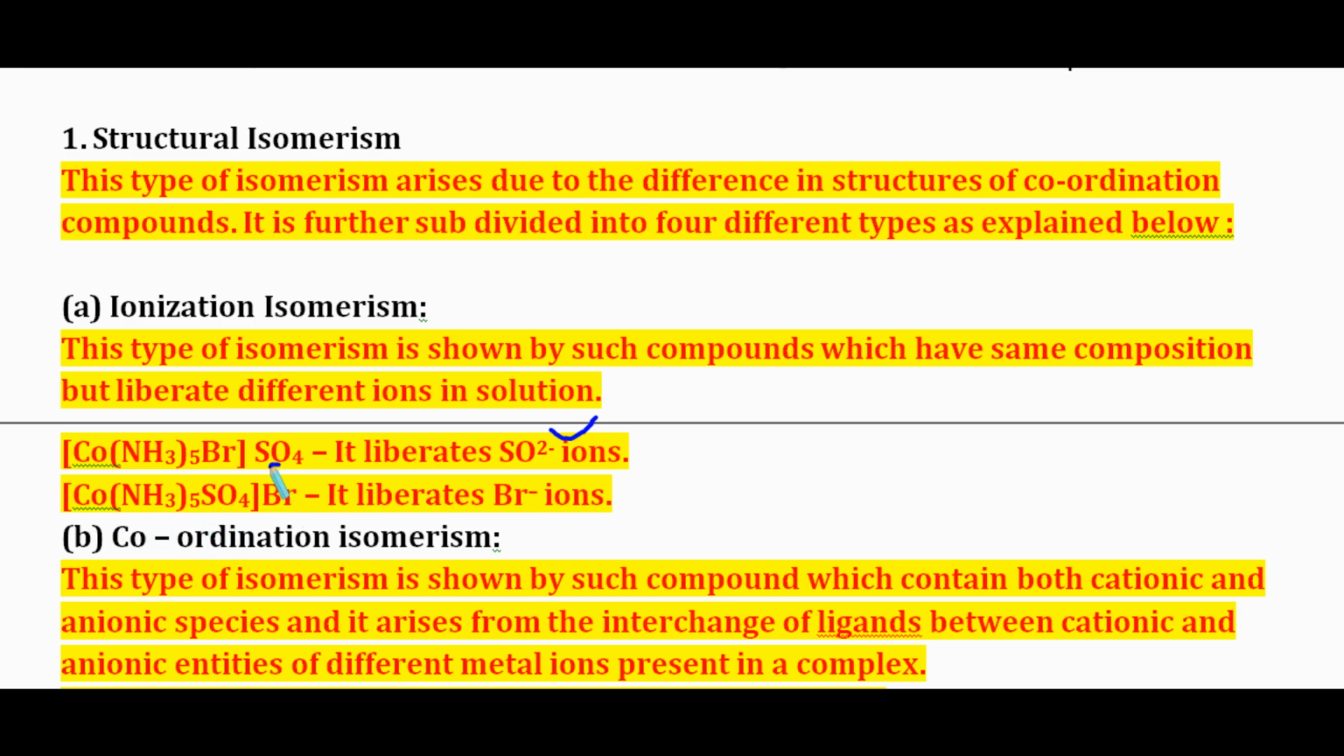In Co(NH3)5SO4Br, here is the exchange of ions. This ion inserts in the complex and this ion goes out of the complex. It liberates Br ions. So they have the same formula but different structure according to the exchange of ions. So it is known as ionization isomerism.